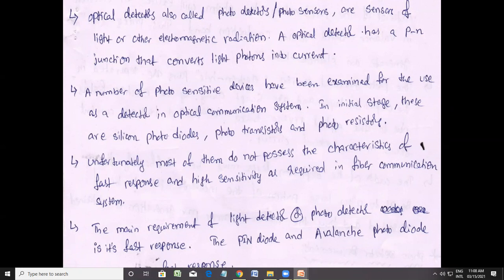What is the exact definition of the optical detector? It is a device which senses the light or other electromagnetic radiation coming from optical fibers. An optical detector is in general a p-n junction diode which converts a light signal into an electrical signal, or light photons into current.